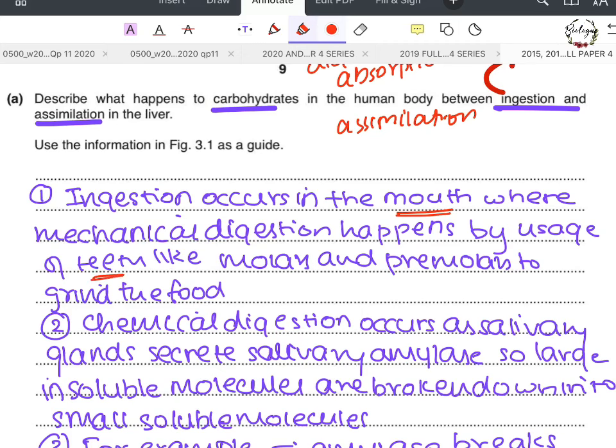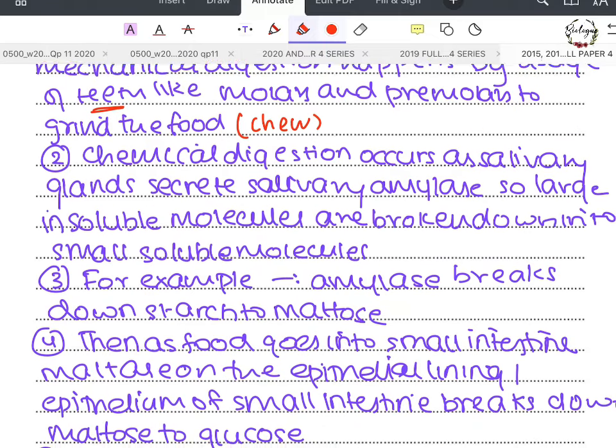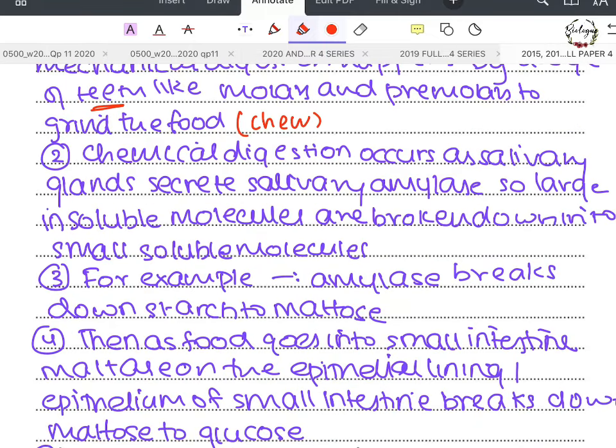You have to mention the usage of teeth because the teeth break down, they chew the food, they grind the food, right? So teeth like molars and premolars grind the food, or you can even say chew the food. Secondly, chemical digestion occurs because salivary glands will secrete salivary amylase. And what does salivary amylase do? You can actually add this point here. For example, the amylase will break down starch to maltose. Okay, you may add that point over there.